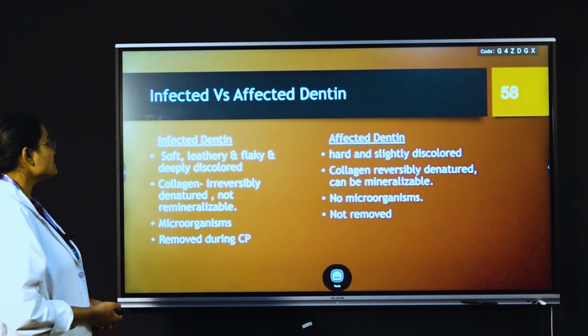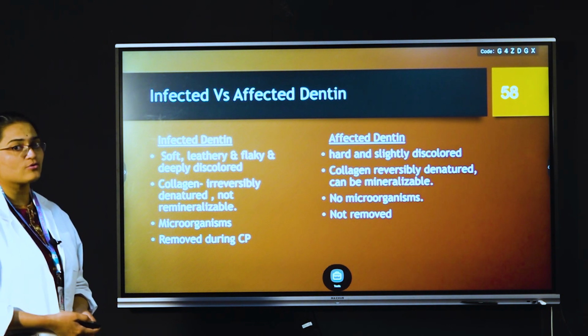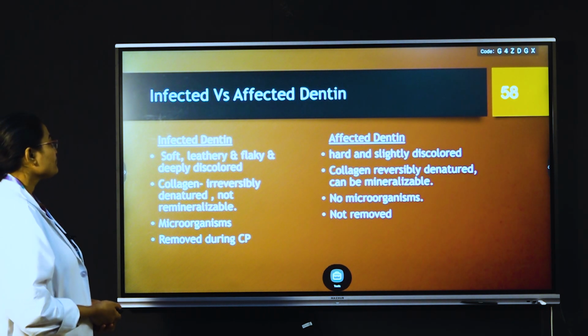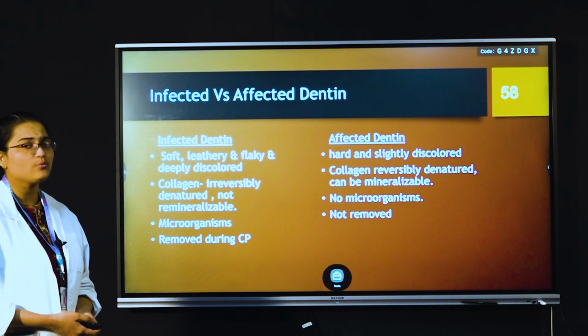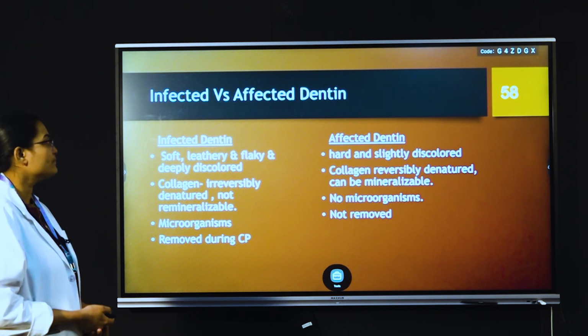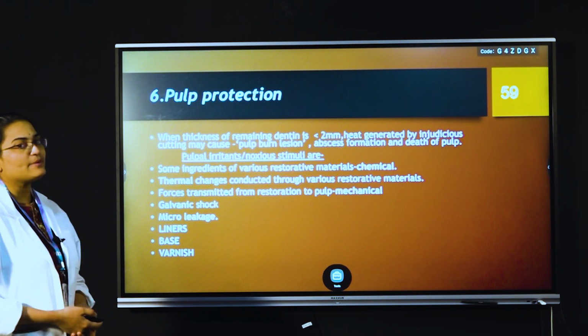There are microorganisms found in infected dentin, but there are no microorganisms in the affected dentin. During the cavity preparation, we also have to remember that infected dentin needs to be removed, but affected dentin need not be removed. The sixth point is the pulp protection.